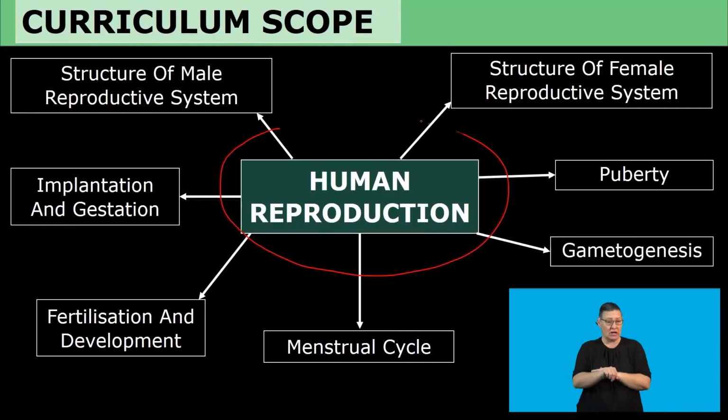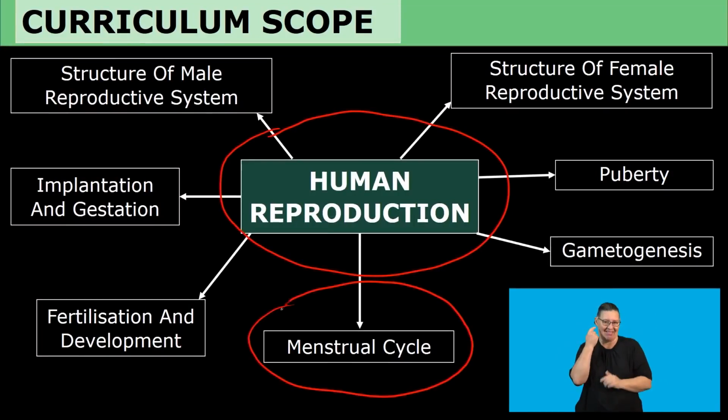Today we are going to look at a very interesting topic, human reproduction. This chapter has got a lot. You can see all the branches that we have on human reproduction. However, our main focus will be on menstrual cycle. So we're not going to do all the others, but you are supposed to know them.